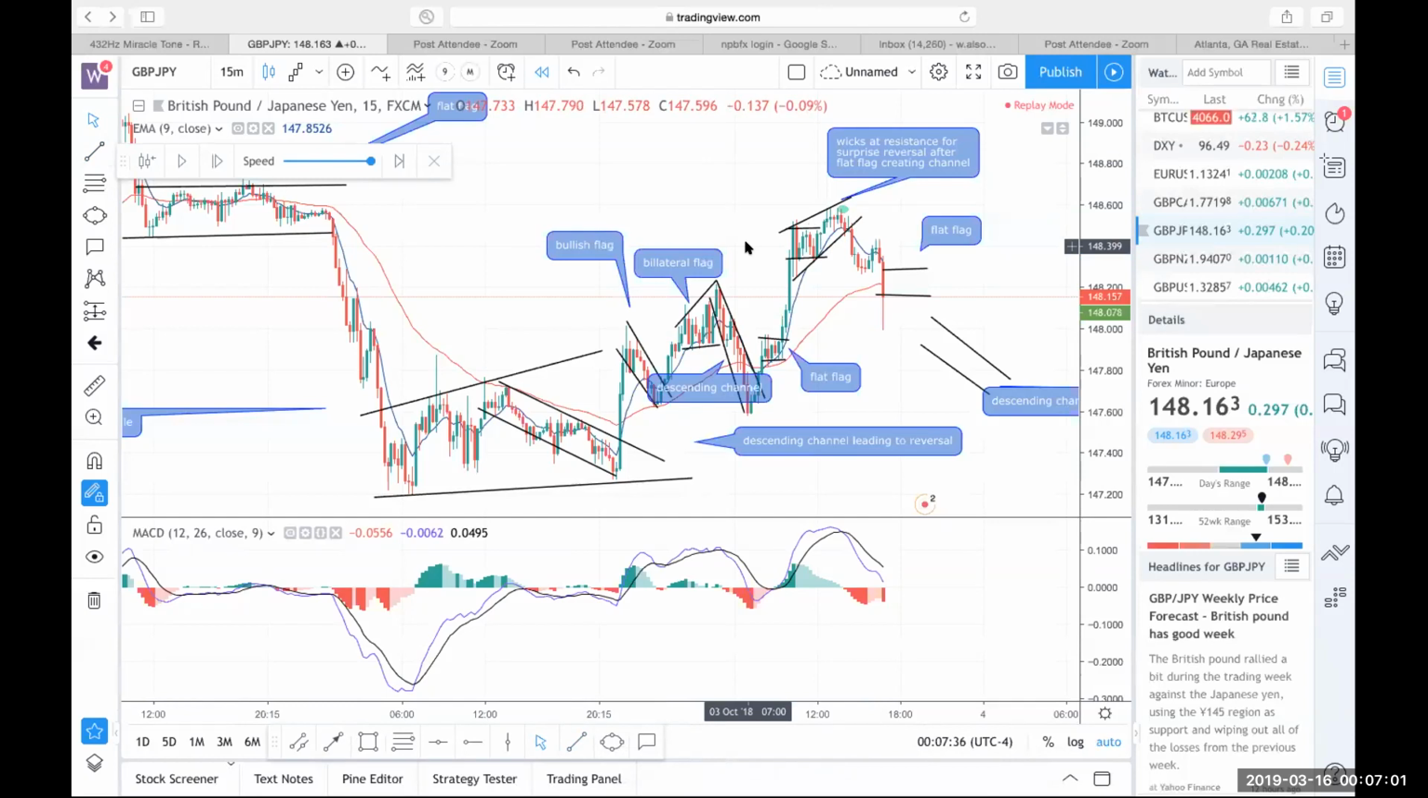You have to be flexible in your expectations, but strict on your rules. And the rules will apply: I will only hop in after a retest of the break of a flag, or I will only hop in after a retest of a break of a channel. All right, repeat that to them about expectations and rules, sweetheart. They need to write that down.